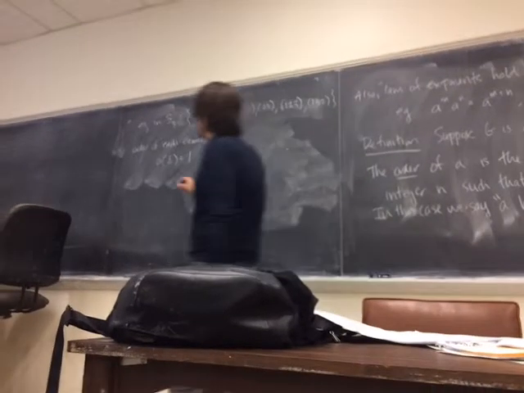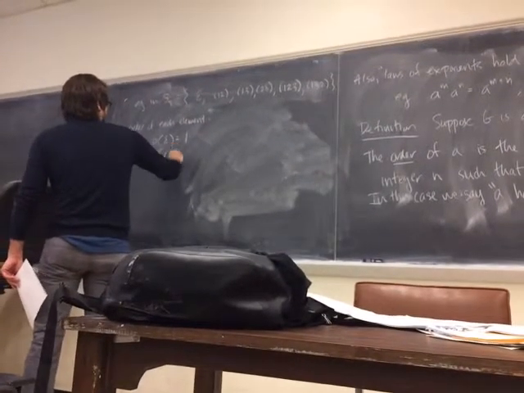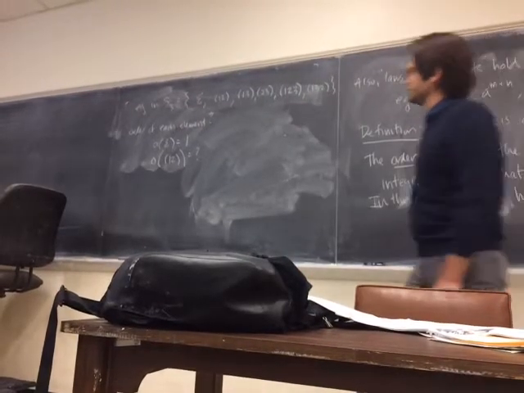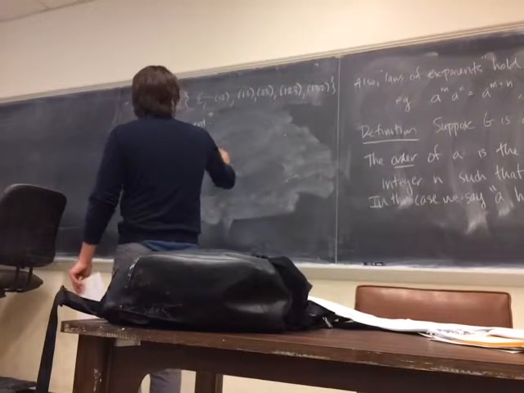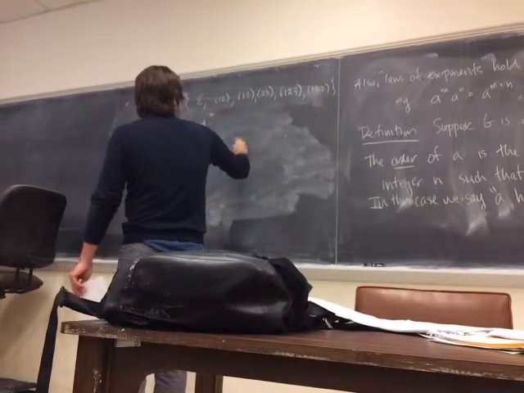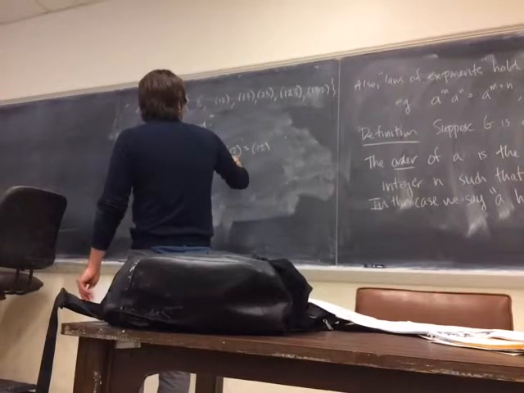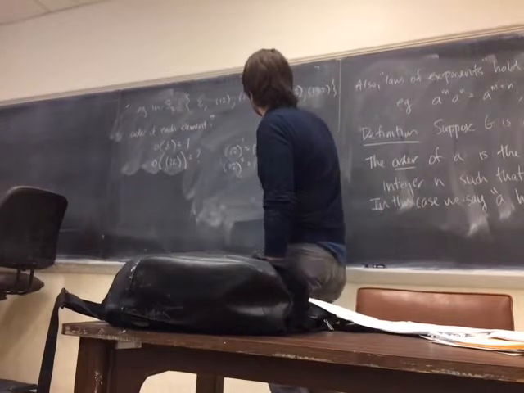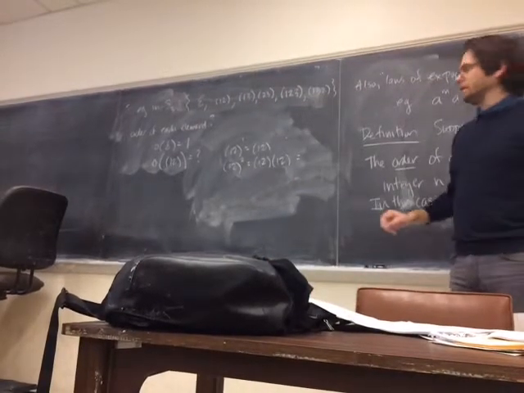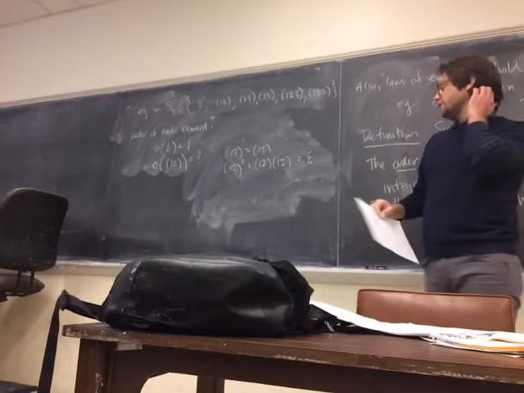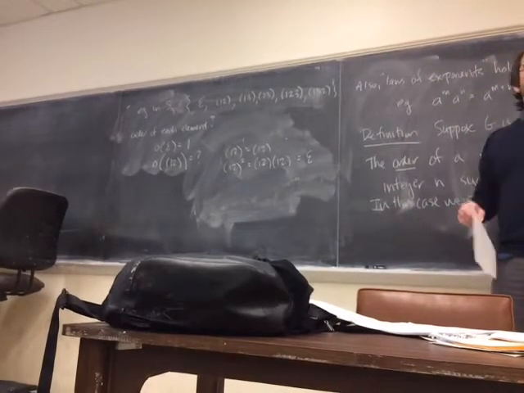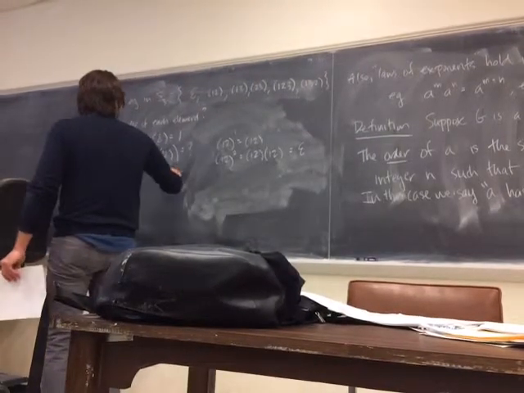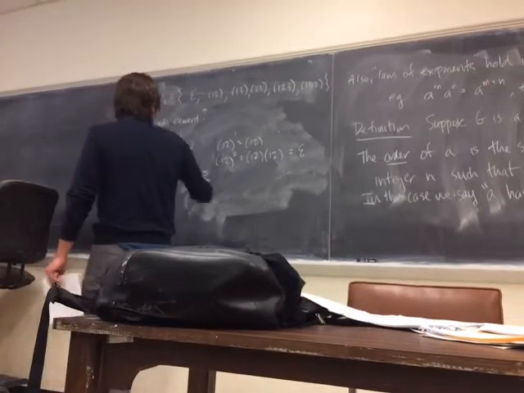Okay, what about the order of (1 2)? Well, let's look at it. (1 2) to the first power is (1 2). (1 2) squared is (1 2) times (1 2), which equals the identity. And that's the smallest power I can take to get to the identity. So what's its order? 2. So the order of (1 2) is 2.